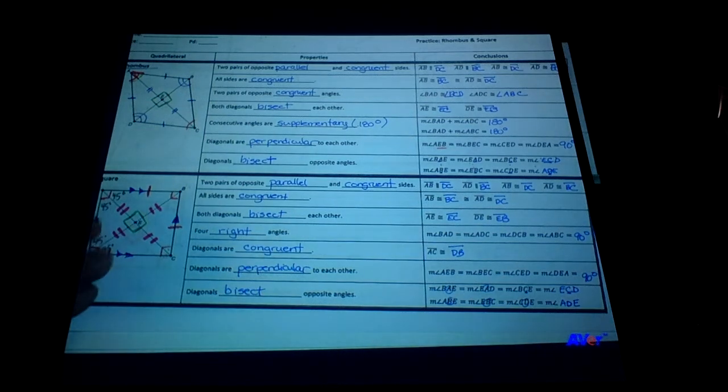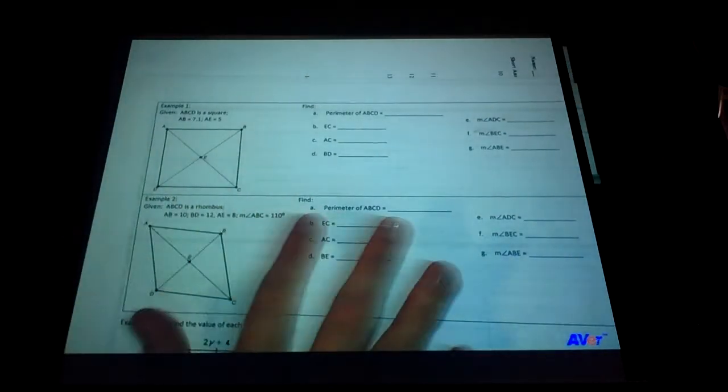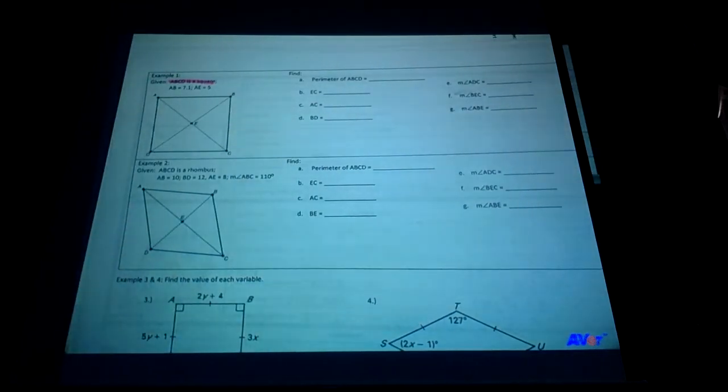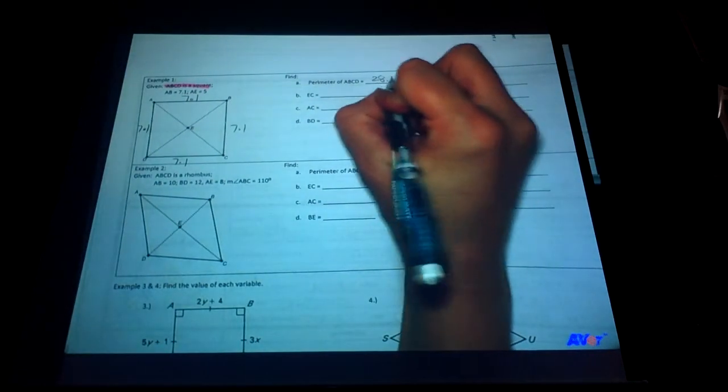A couple examples for us. Example 1 here. Read carefully. This is a square. So all sides are congruent, all angles are 90 degrees, and we're going to use those things. So if AB is 7.1, that means that all sides are 7.1. And so my perimeter, 7.1 times 4, would give me 28.4 units.